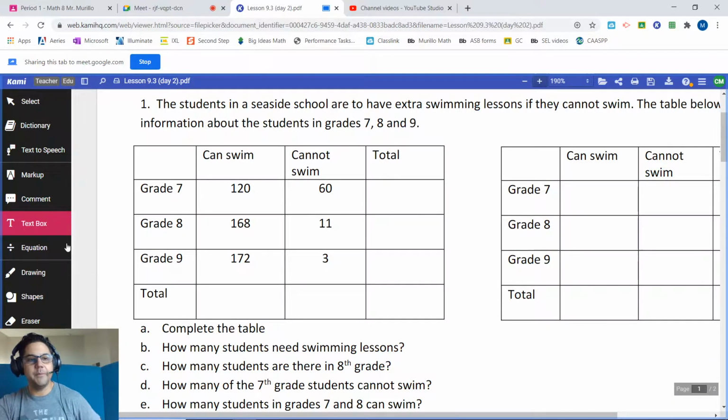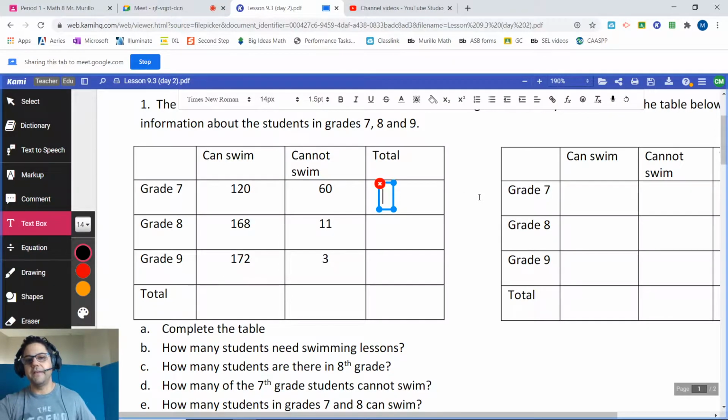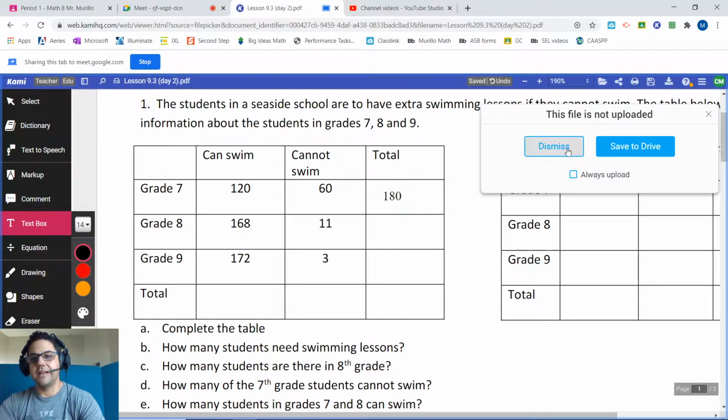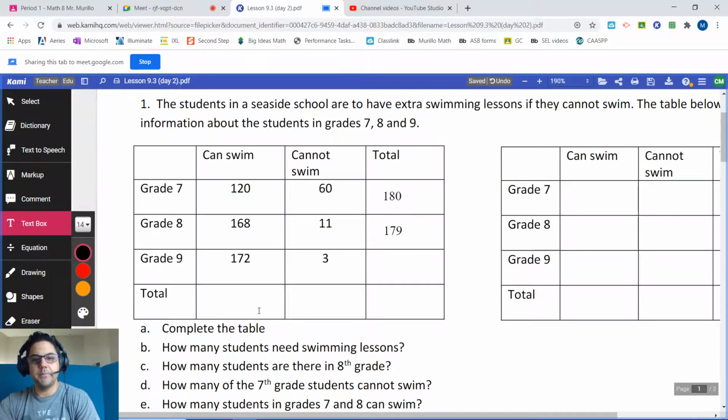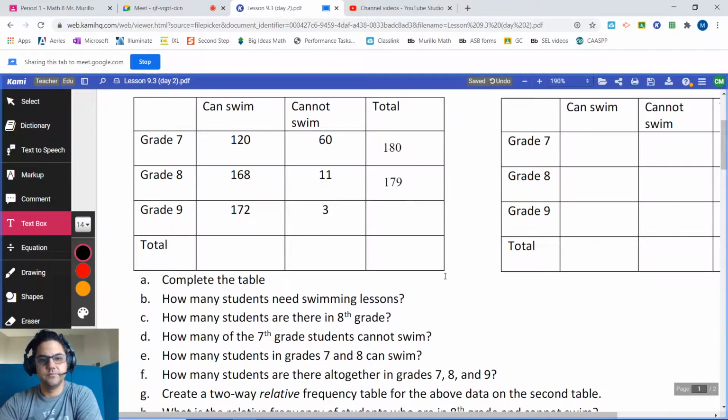So if you are on the Kami extension, just go ahead and grab your text box, put it at each empty box, and fill in what you need. So 120 and 60 is obviously going to be 180. We're just going to continue with our addition. 168 plus 11 should be 179. All right, I'm going to ask you to do that really quick. Just find your empty boxes on the outer edge. And that would be part A, completing the table.